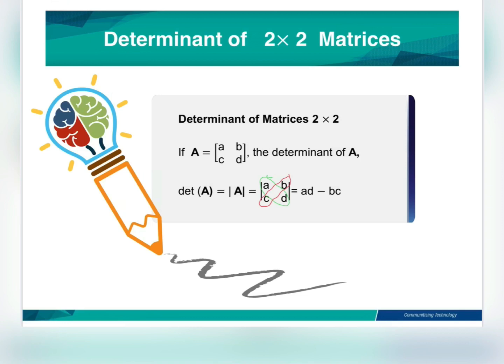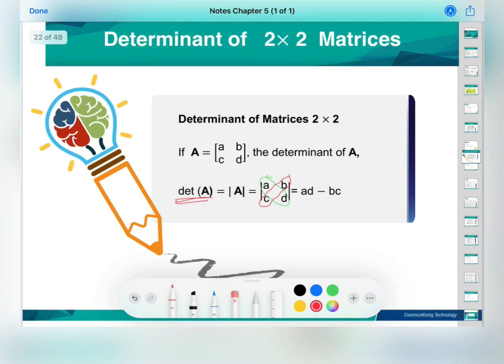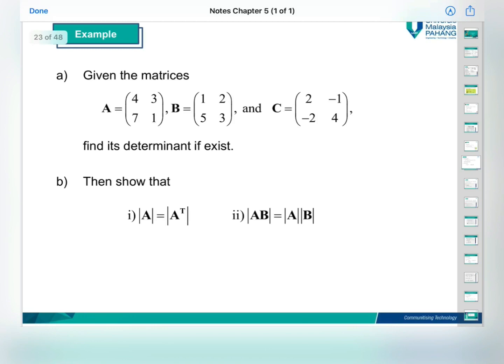So the determinant of a 2 times 2 matrix is AD minus BC. If your matrix A is in terms of A, B, C, D, then the determinant of A, you can write A as this one or use the line, and then your determinant is AD minus BC. The green one minus the red one. Okay, let's look into an example.